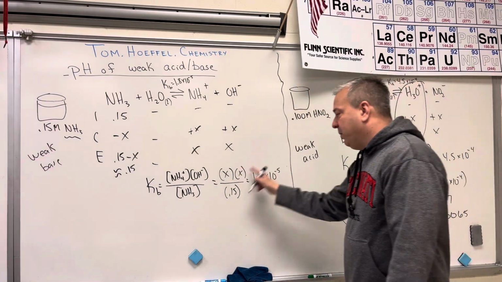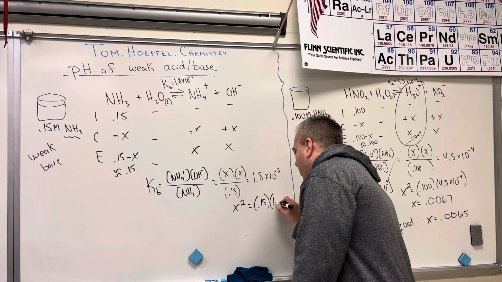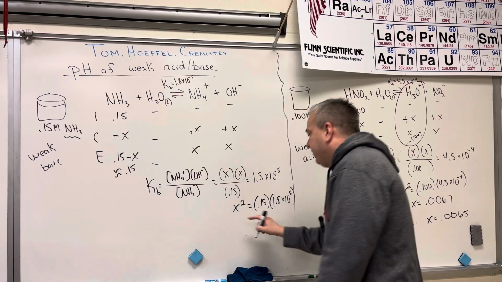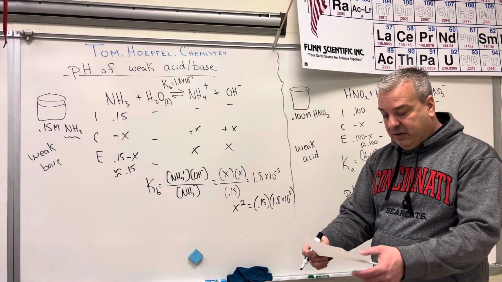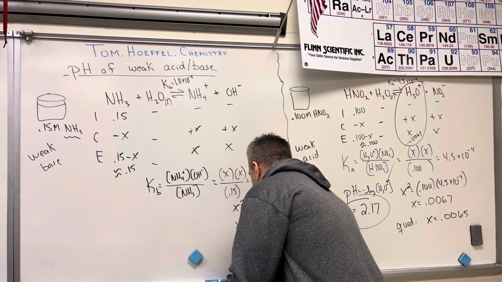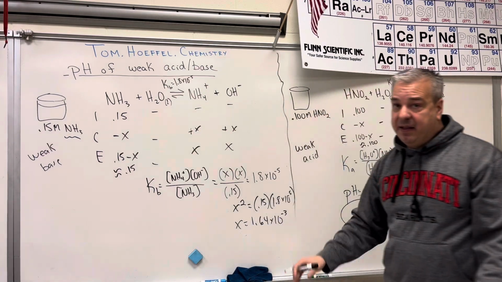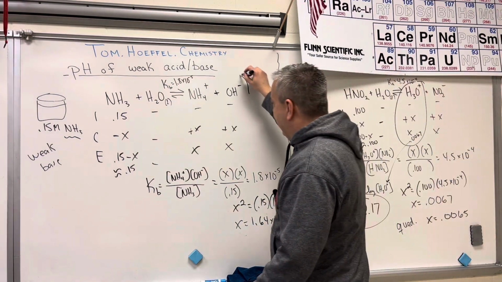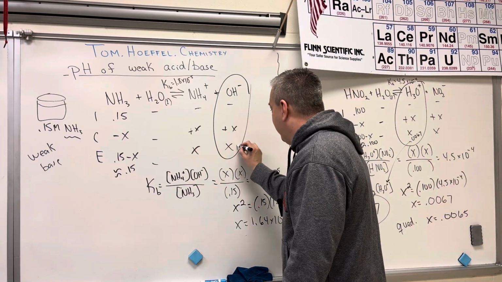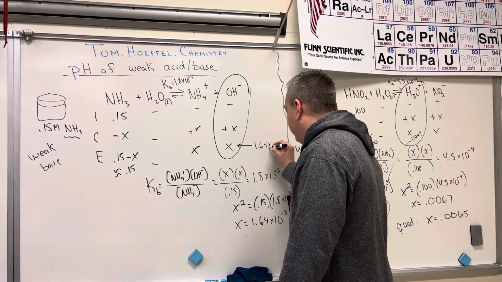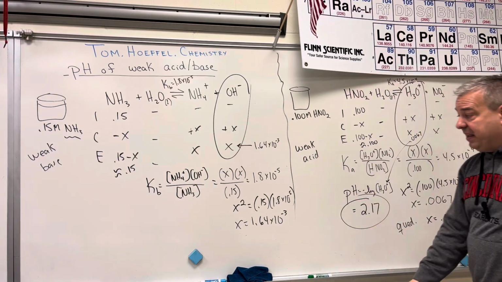okay? I'm going to cross multiply, and I get x squared is going to be equal to 0.15 times 1.8 times 10 to the negative 5. I'm going to multiply these two numbers and then take the square root, okay? And when I do that, I get x equal to 1.64 times 10 to the negative 3, okay? Now, I want to remind you that x is equal to hydroxide. So this hydroxide value is going to be 1.64 times 10 to the negative 3, and this question is all about calculating the pH, okay?